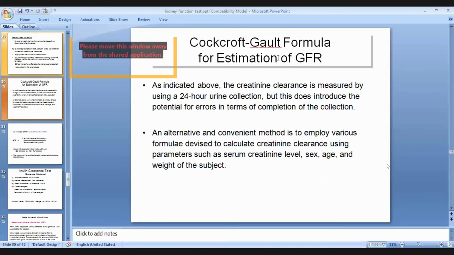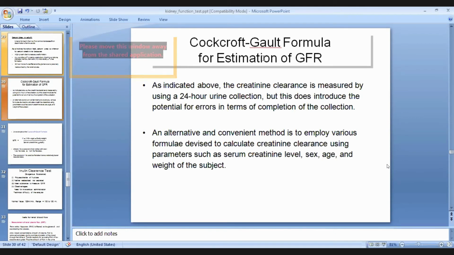Different formulas are there. One of them is the Cockcroft-Gault formula. The Cockcroft formula is a convenient method compared to the various formulae, and it is widely used. It uses parameters like creatinine level, sex, age, and weight of the subject. When these things are known, we can use them in the formula to find the estimated GFR.